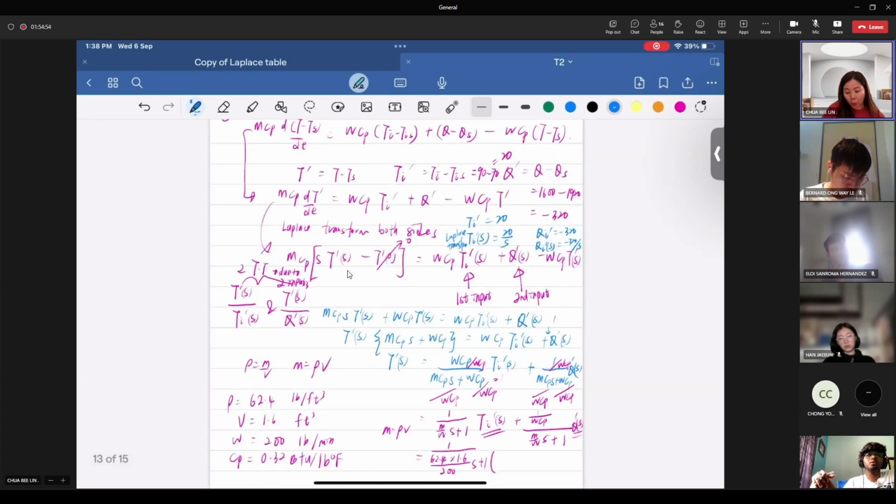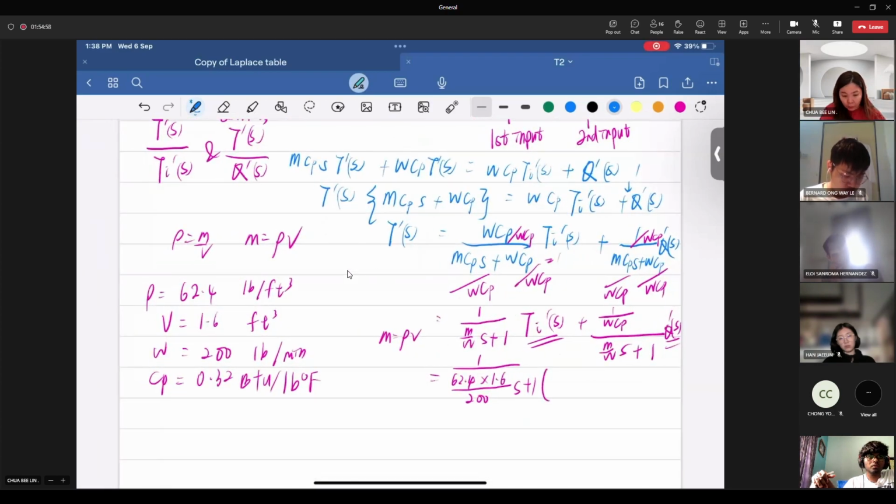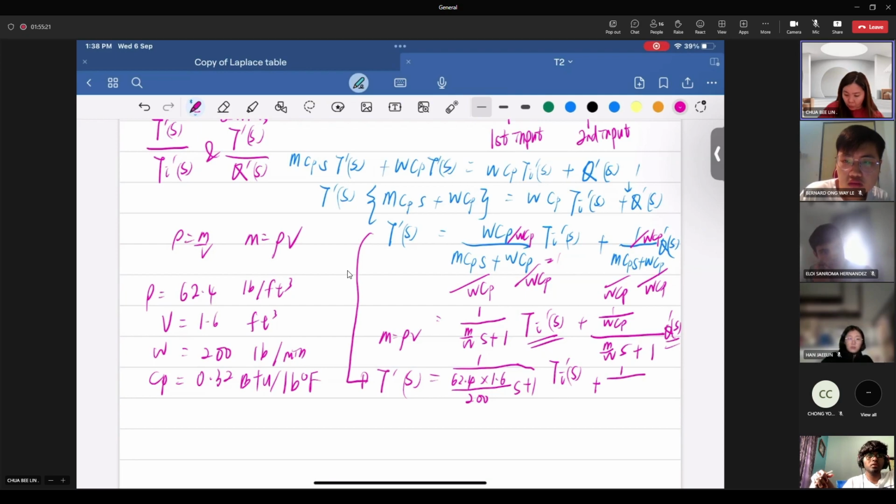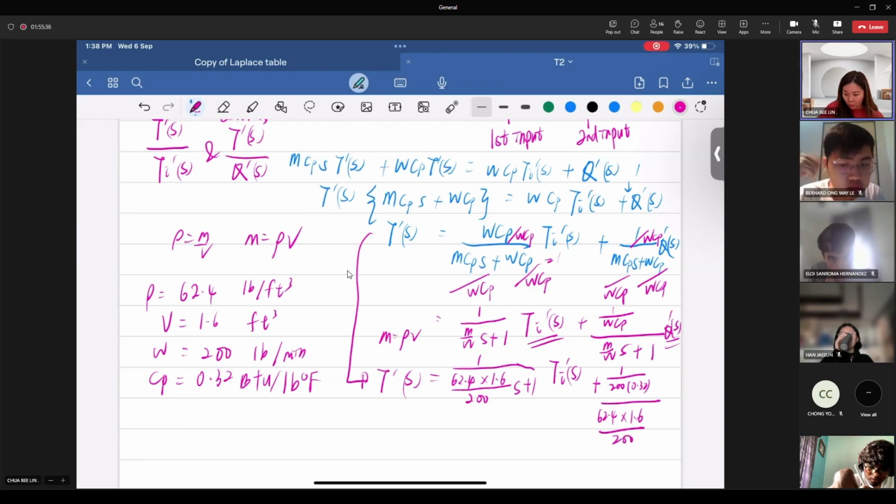Just now we already derived the T prime S. Almost got the answer. So finish this one, because I forgot to solve A just now. So this one plus 1, then Ti prime S plus the same thing. Substitute the W is 200, Cp is 0.32 over M, which is rho V, 62.4, V 1.6, W 200, S plus 1, then the whole thing Q prime S. So this is the answer of T prime S.